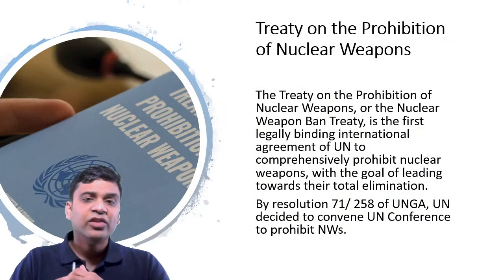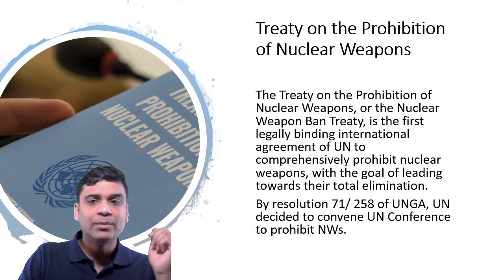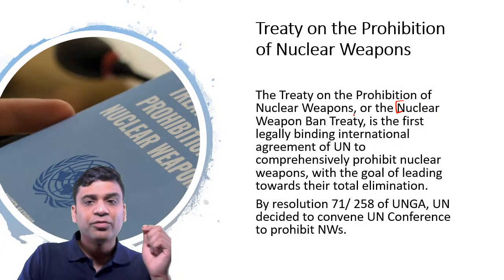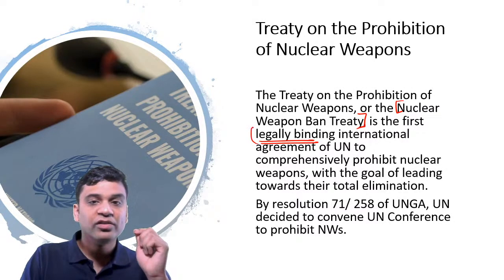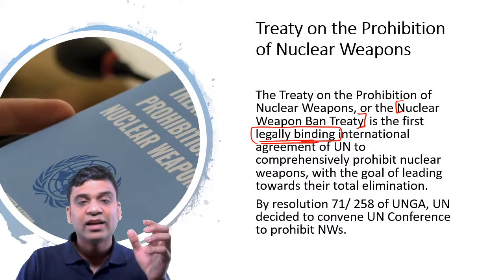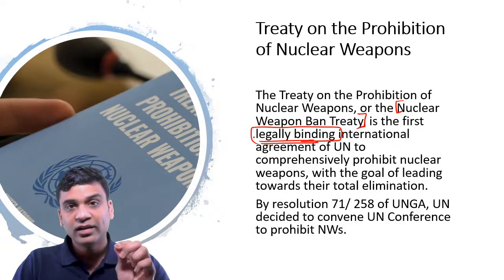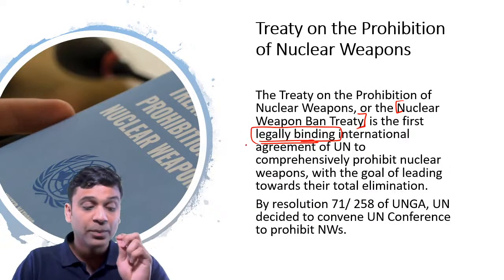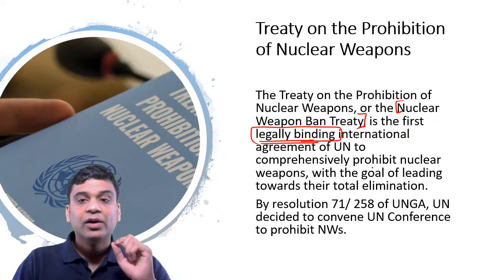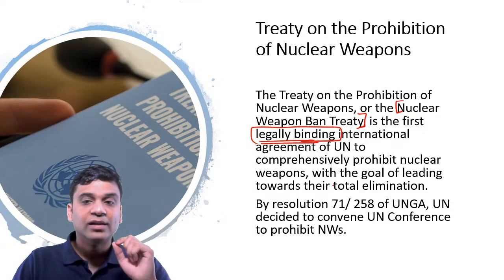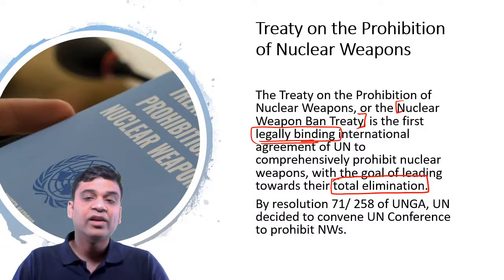So what exactly is the treaty? The Treaty on Prohibition of Nuclear Weapons, or simply the NWBT, is the first legally binding international agreement. Please note the words, it's legally binding. So if a state has signed this treaty and ratified it, it has to undertake the provisions of the treaty compulsorily. It is binding on the state to prohibit nuclear weapons, leading towards total elimination.